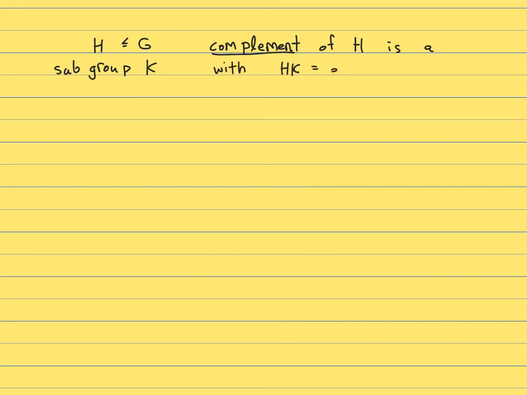And the concept behind the terminology, as I mentioned before, is if you have a subgroup H of G, the complement of H is a subgroup K such that H times K is G, and H intersect K is the identity. Not every subgroup has a complement, but it's useful when you do.